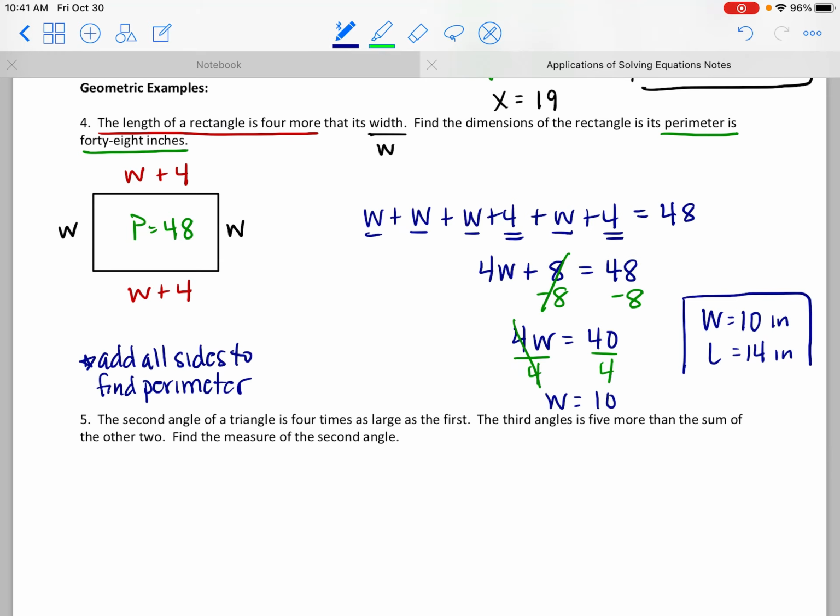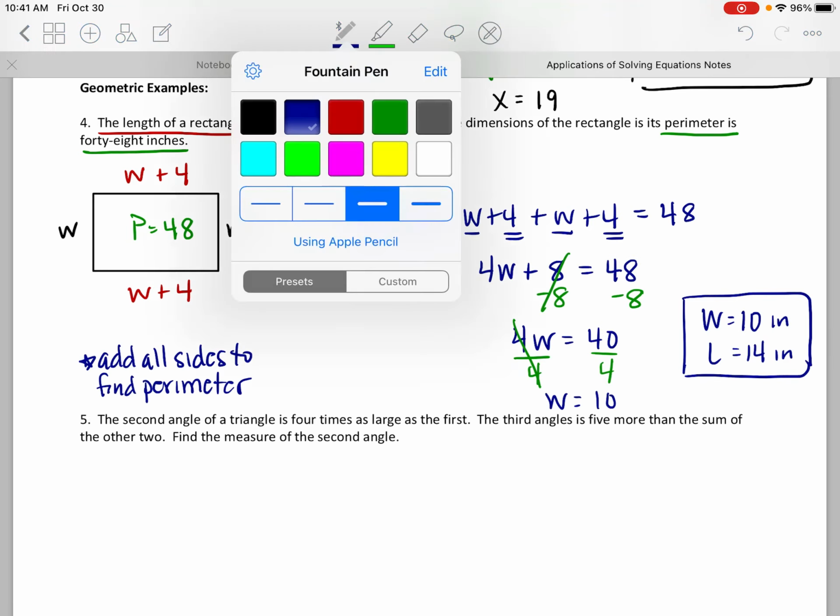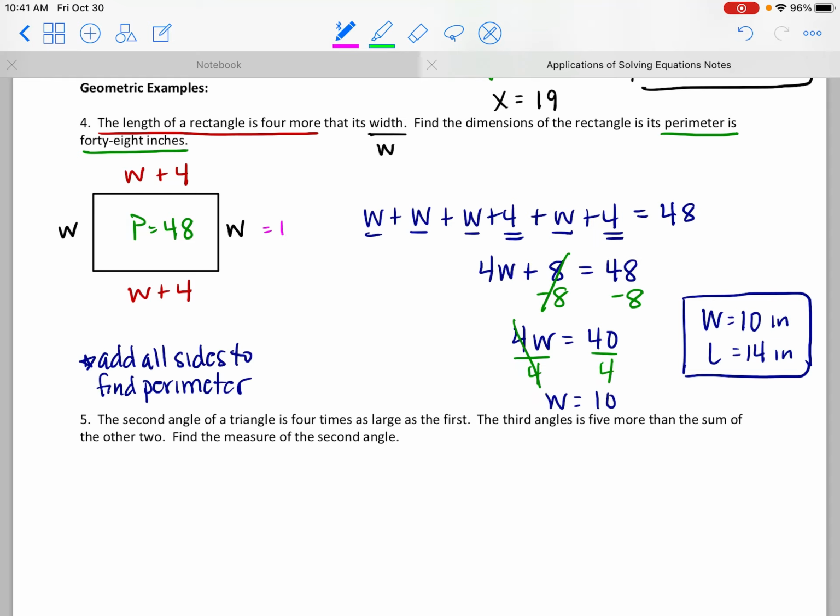And again, you could verify if you wanted to. You can put in a 10 here, and a 10 here, and a 14 here, and a 14 here, and altogether that's going to give you that perimeter of 48. So it all works, and we're, oops, going backwards. All right, there we go.